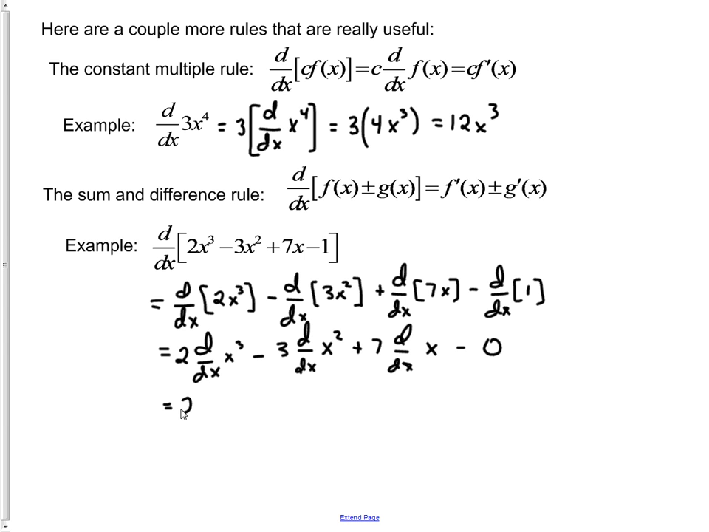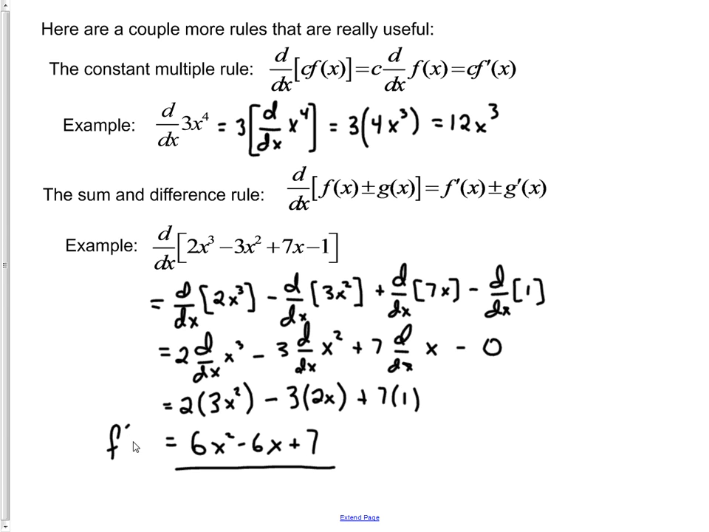And now we're going to have 2 times our derivative of x cubed. We said that's 3 times x to the 3 minus 1, or 2 power, minus 3 times 2 times x to the first power, that's just 2x, plus 7 times 1. And so in detail, our derivative becomes 6x squared minus 6x plus 7. Well, not too bad. That is our derivative using all of these rules. And we see that when we combine them, it actually becomes a very simple process. And that power rule is a real time saver too.